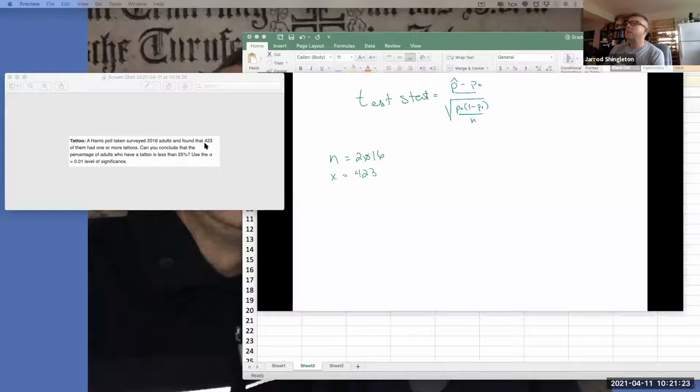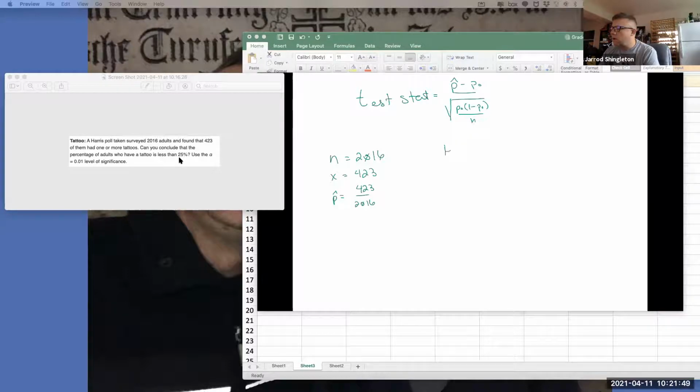Working with proportions previously, I know that my p hat for this proportion is going to be 423 divided by 2016. I'm going to let my calculator calculate that. I'm not sure exactly what that is. What else can I pull out of this? Can you conclude that the percentage of adults who have tattoos is less than 25%? Okay, well, that tells me which hypothesis tail I'm going to do.